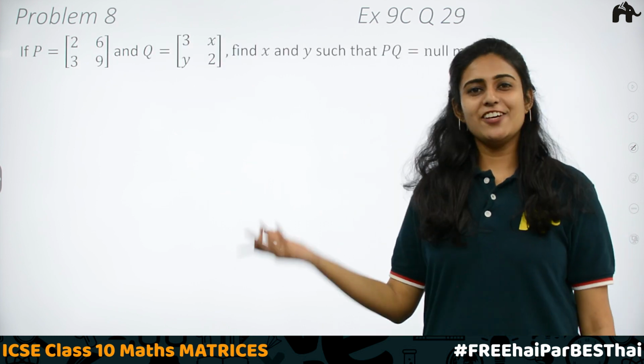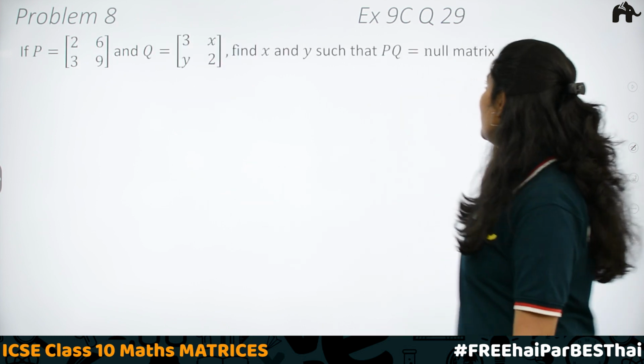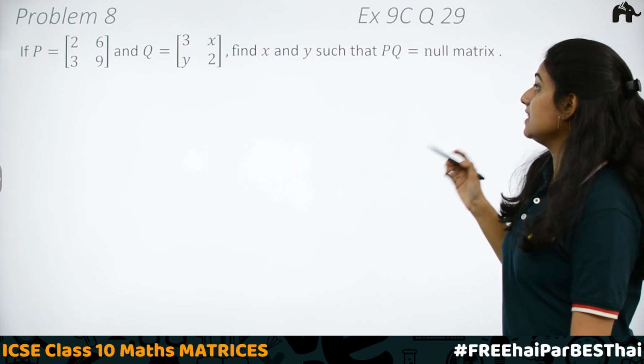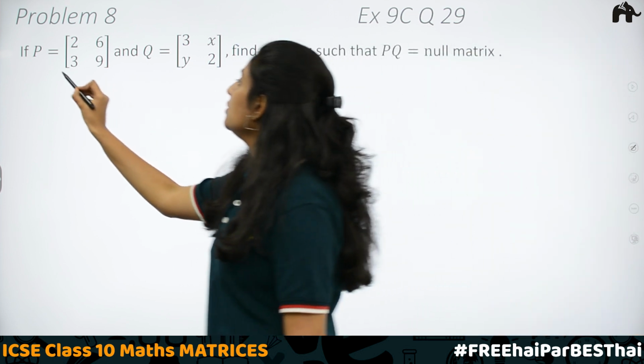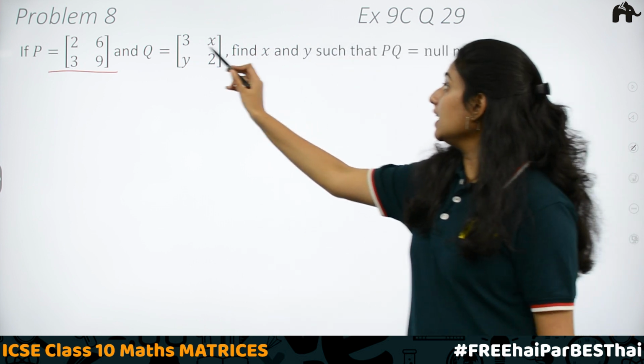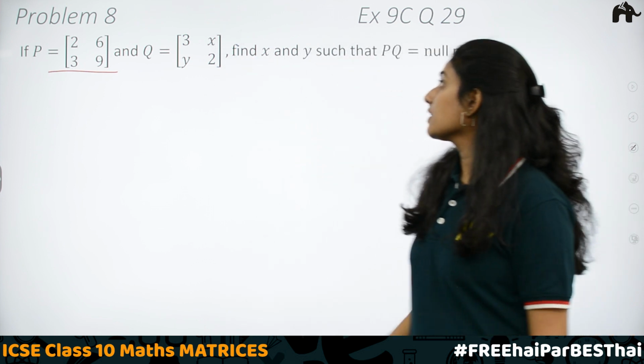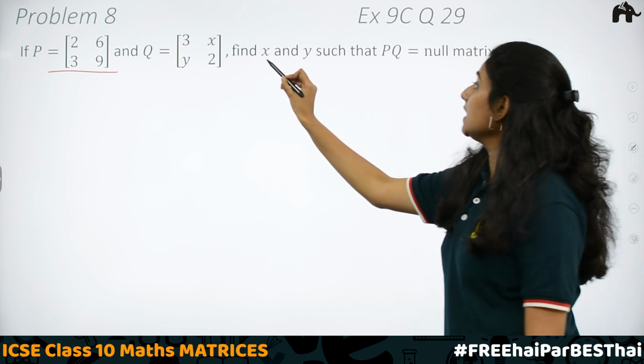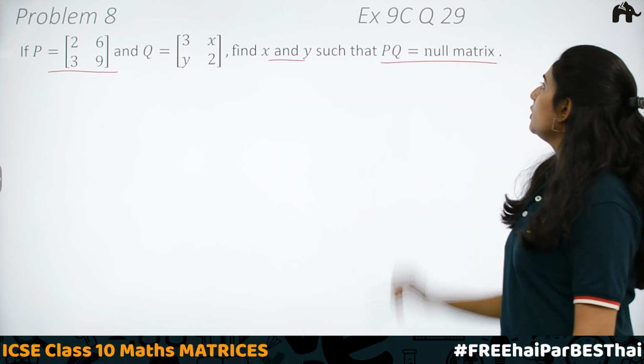Okay. Here we have the last problem for today. Question 29 of exercise 9C. If P is equal to [2, 6; 3, 9] and Q is equal to [3, x; y, 2], find x and y such that PQ is equal to null matrix.